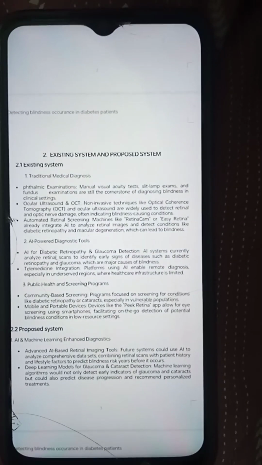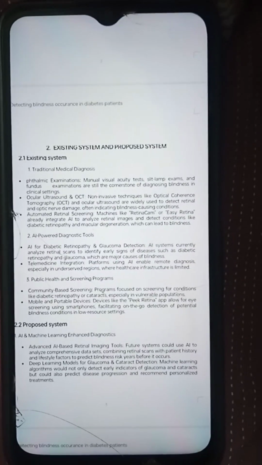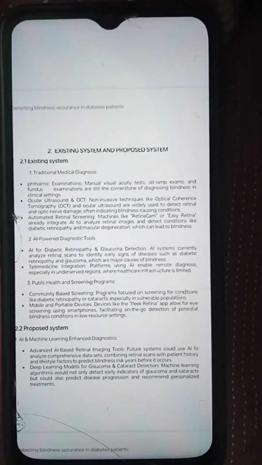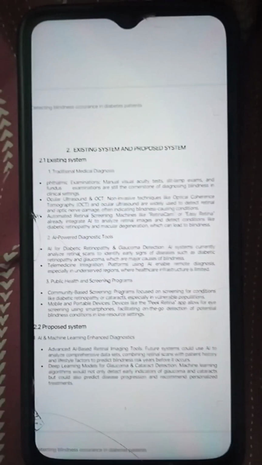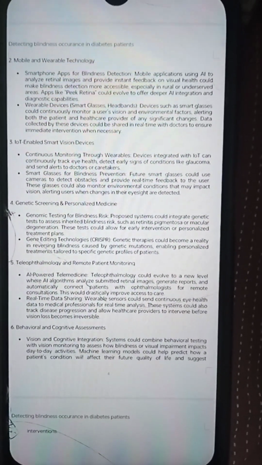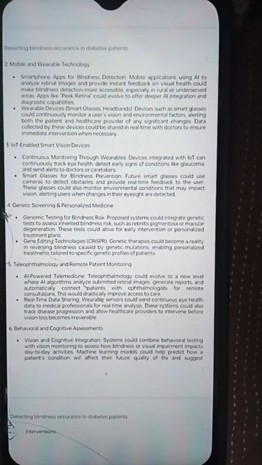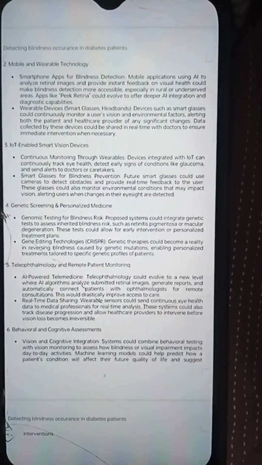Public health and screening programs: mobile and portable devices like the Peek Retina app allow screening of the eye using smartphones, facilitating on-the-go detection of potential blindness conditions in low-resource settings. Proposed systems include AI and machine learning enhanced diagnosis, mobile and wearable technology, IoT-enabled smart vision devices, genetic screening and personalized medicine, telemedicine and remote patient monitoring, and behavioral and cognitive assessment.